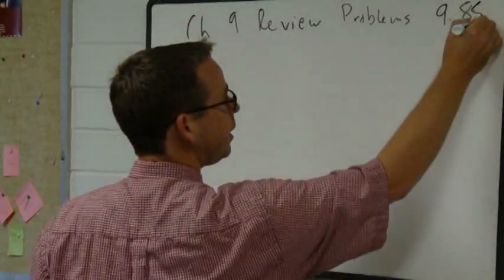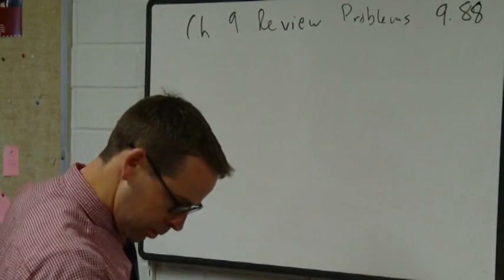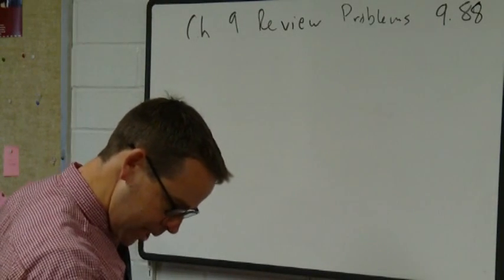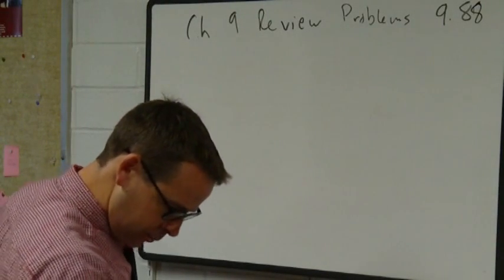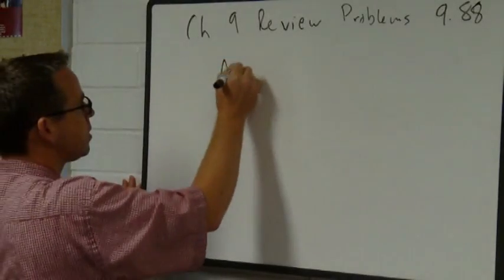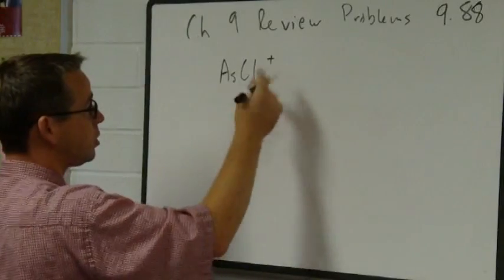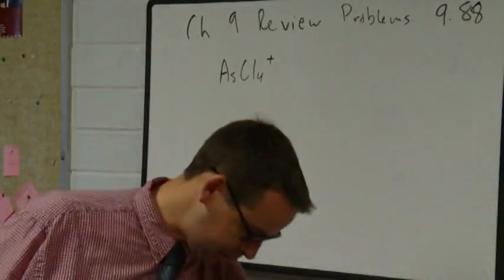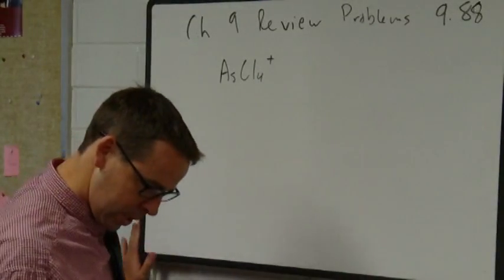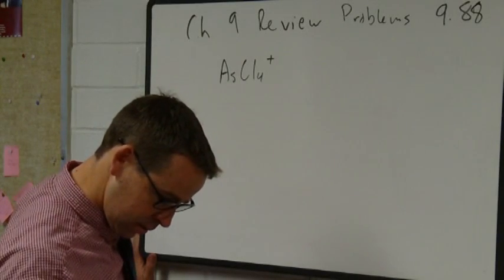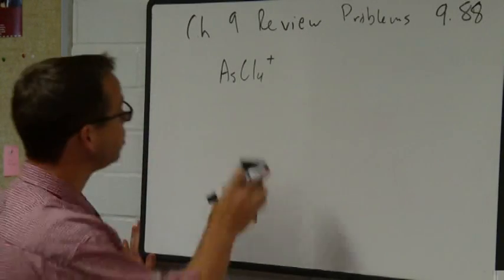Alright, so we're at 988 now, and we're drawing Lewis structures of these different chemicals. ASCl4 with a plus charge, alright? So we want to determine how many, I think we already did this one. Yeah. So we're on B, 988 plus, ClO2 minus.